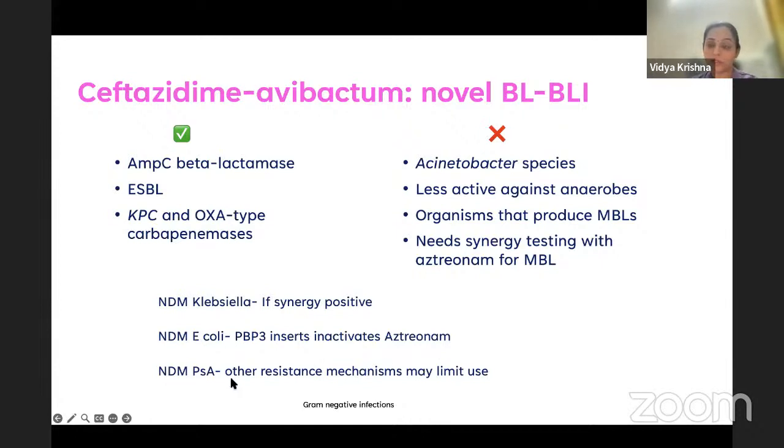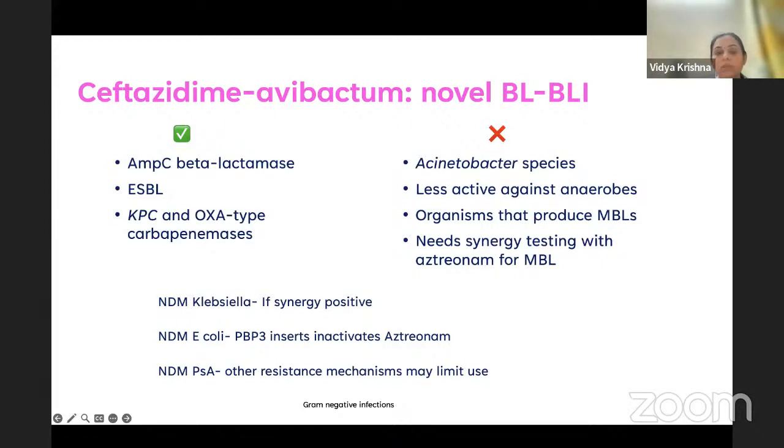So again, it's not a very good drug for NDM E. coli. It might not be a good drug for Pseudomonas as well, because clinically MICs are found to be high and other resistance mechanisms will limit its usage. So in India, if you want to use ceftazidime avibactam, probably the best place you can use it is for an OXA positive Klebsiella or E. coli, or an NDM Klebsiella if you know that the synergy is positive.